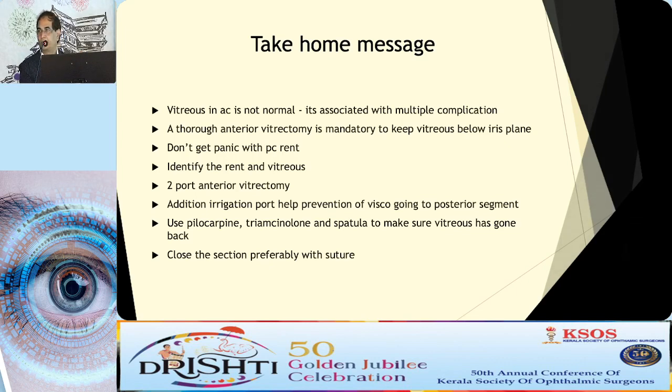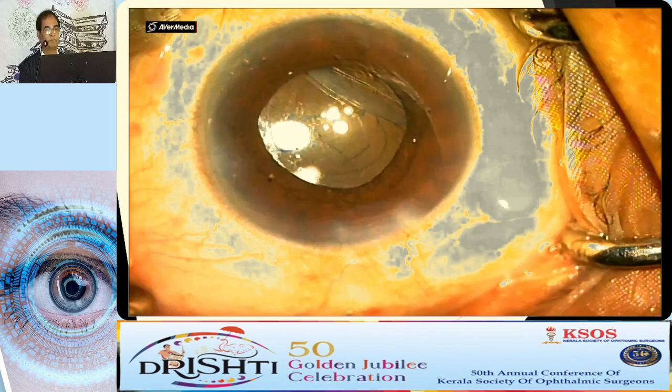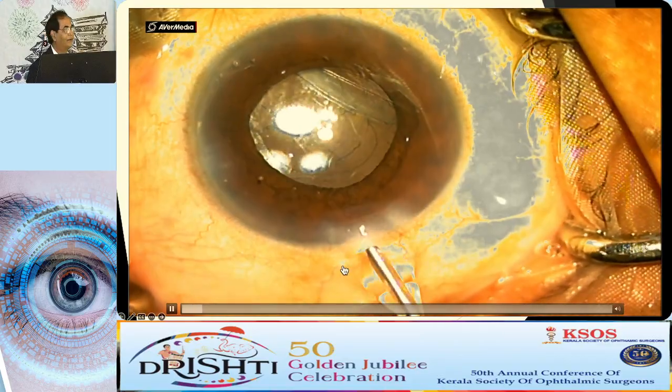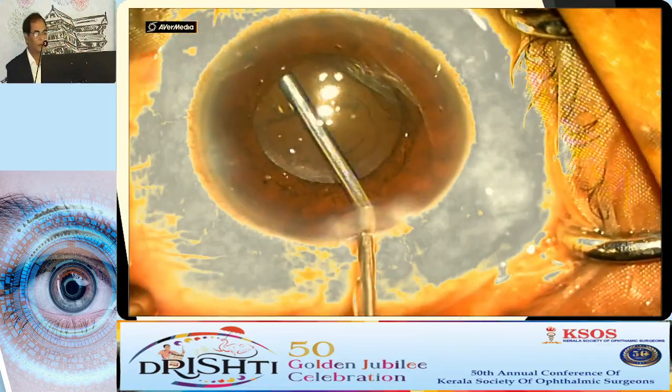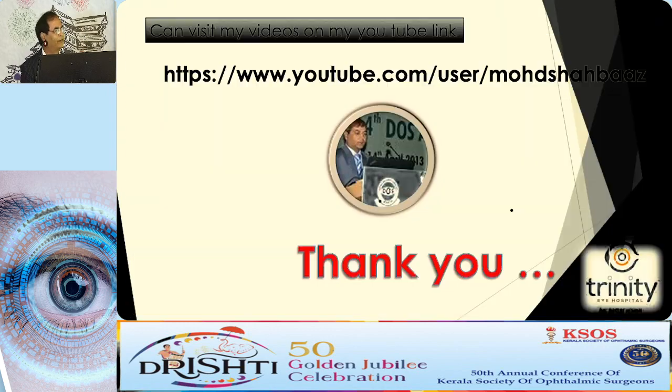2-port vitrectomy is good. If you put an additional port, it does help in reducing the viscoelastic going into the posterior segment. Use pilocarpine, triamcinolone and a spatula to make sure that vitreous has gone back below the iris plane, and close the section, preferably with suture. This is another case, just 30 seconds, like zonular dialysis, as she has already shown. So I think we can just put a CTR and close it.